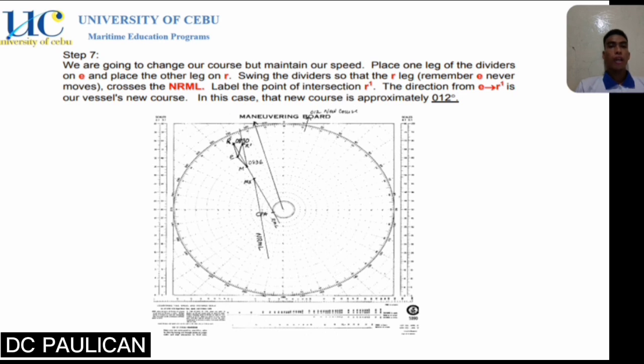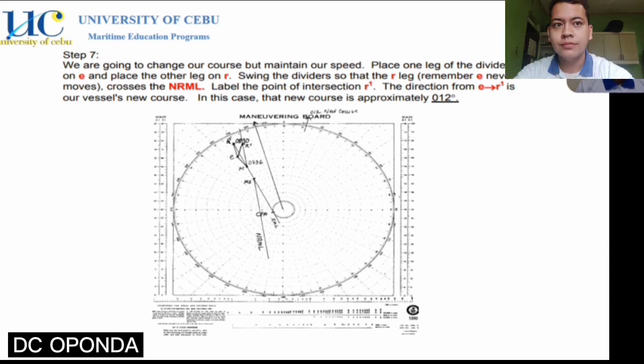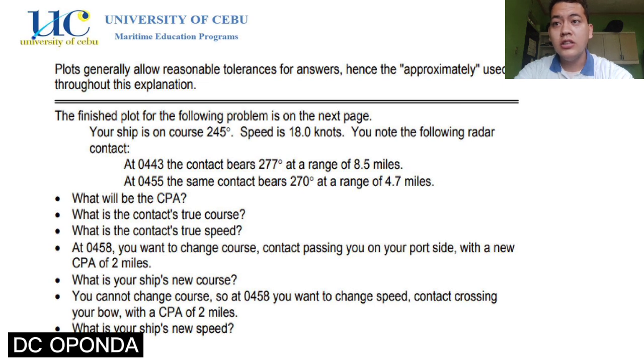To identify the vessel's new course, use the triangle rulers, then bring the E to R1 line parallel to the center of the maneuvering board. In this case, the new course is approximately 12 degrees. Plots generally allow reasonable tolerances for answers, hence they are approximately used throughout this explanation. So the finished plot for the following problem is on the next page.